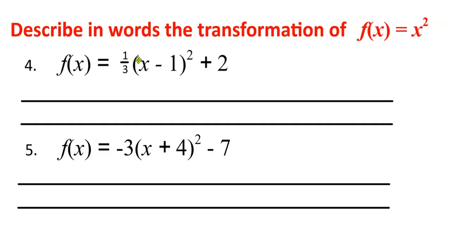Can you describe all of the transformations that took place in these functions? Pause the video and write them down. For function number 4, 3 things occurred: timesing by 1/3, subtracting by 1 in the grouping symbol, and adding 2 outside the grouping symbol. That's 3 different transformations. In example number 5, 4 transformations occurred. The negative sign is a reflection, the 3 is a dilation, the 4 is a translation, and the 7 is also a translation. Let's see if you got all the vocabulary words correct.